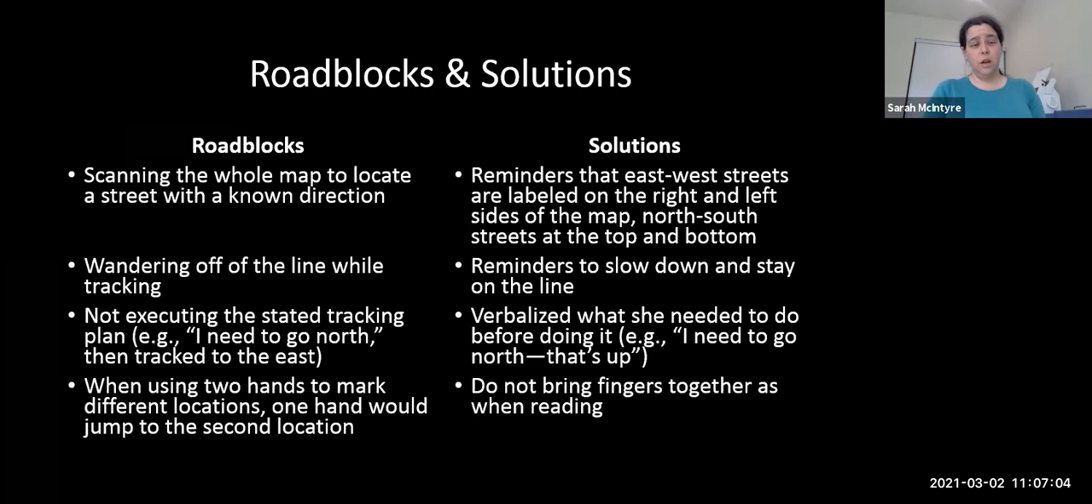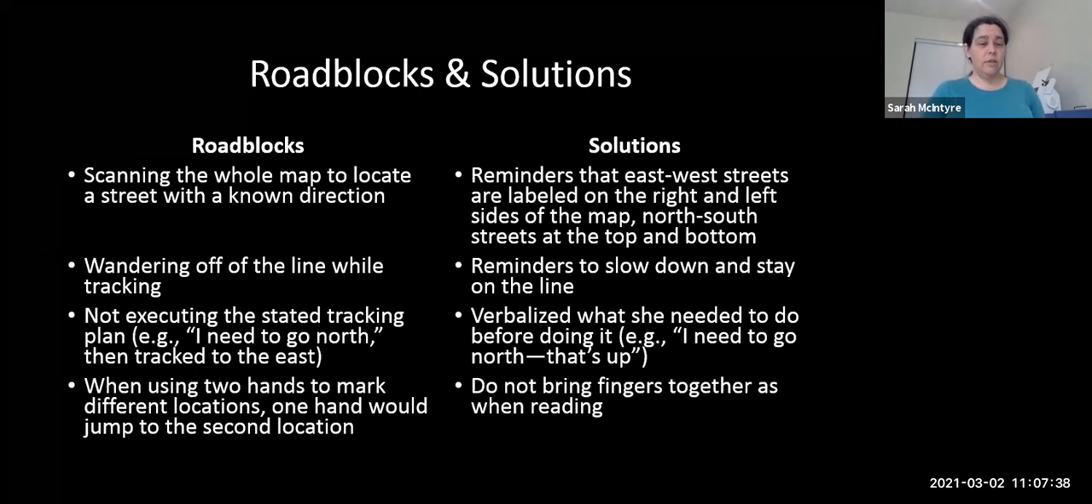The next roadblock was wandering off the line while she was tracking. The solution there was just to have her slow down and remind her to stay on the line. And then the other thing, not doing what she said she was going to do. She would say, I need to go north, and then she would track to the east. So in that case, what I had her do was to verbalize what she was going to do before she did it. So she'd say, I need to go north, that's up. And then she would do it correctly.